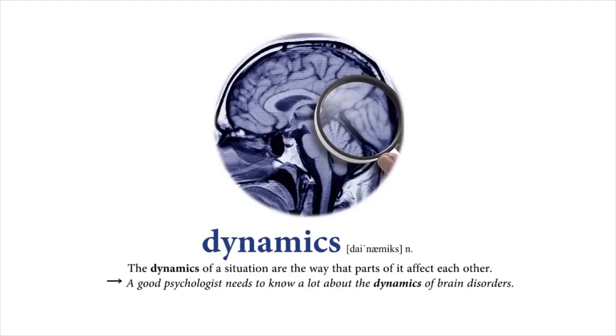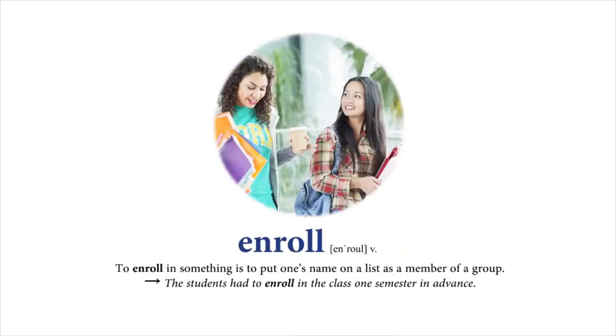Dynamics. The dynamics of a situation are the way that parts of it affect each other. A good psychologist needs to know a lot about the dynamics of brain disorders. Enroll. To enroll in something is to put one's name on a list as a member of a group. The students had to enroll in the class one semester in advance.